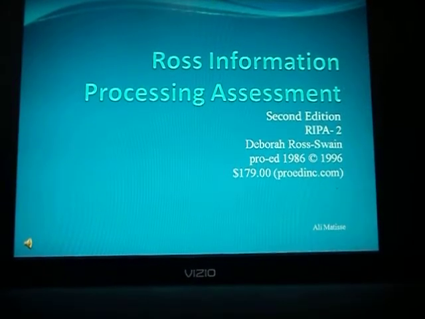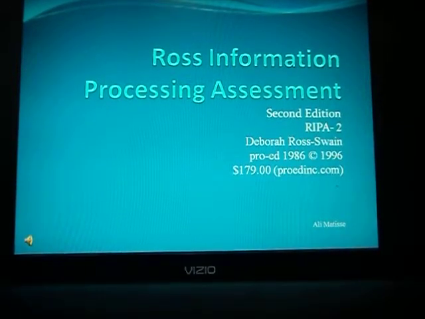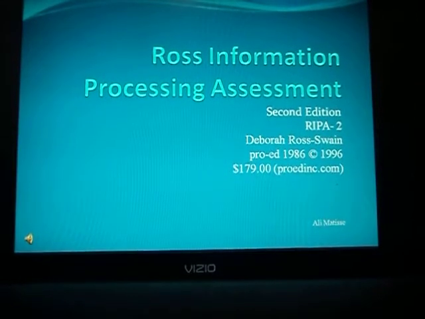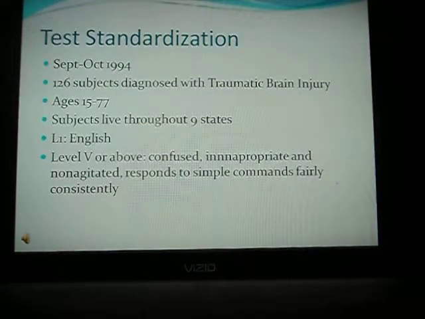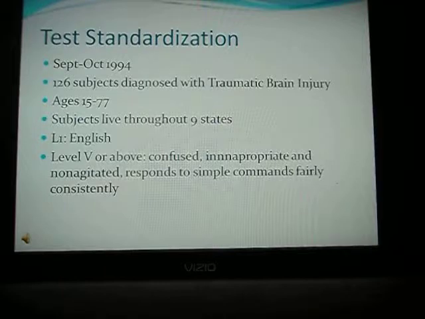Information Processing Assessment Test, Second Edition, by Deborah Ross Swain. The standardization for this test was done from September to October in 1994 with 126 subjects diagnosed with TBI. Ages 15 to 77, the average age was 31.